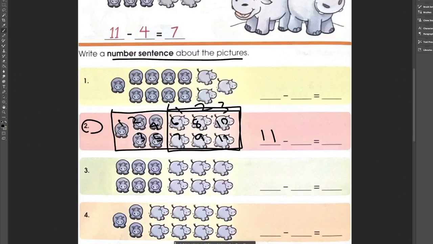So this is 1, 2, 3, 4, 5, 6 hippos that are leaving. So we put a 6 here, so we have the first two numbers of our number sentence. And lastly, we have to count the number of hippos on the left here to find the hippos that are left, which, if we do so, we get 5.